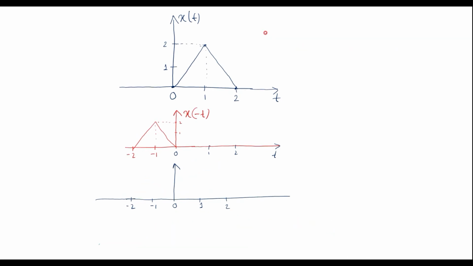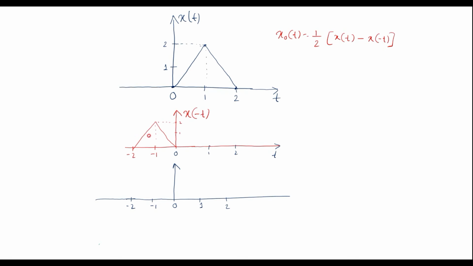Now we'll draw odd component of the signal, that is xo of t is equal to 1 over 2 x of t minus x of minus t. This is the given x of t signal. This is reflection version of x of t, that is x of minus t. Now we are supposed to subtract this x of minus t from x of t as per this equation, that is x of t minus x of minus t.